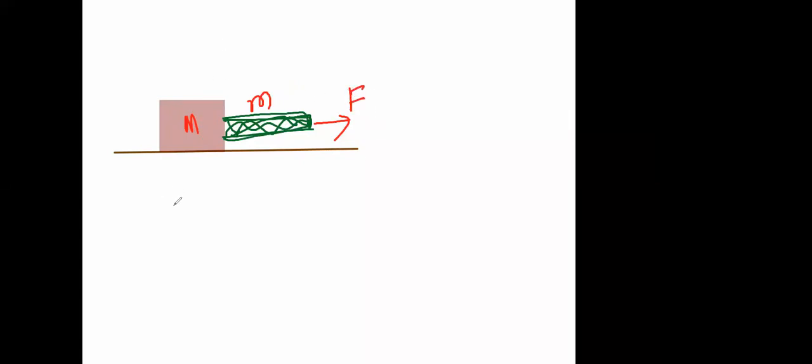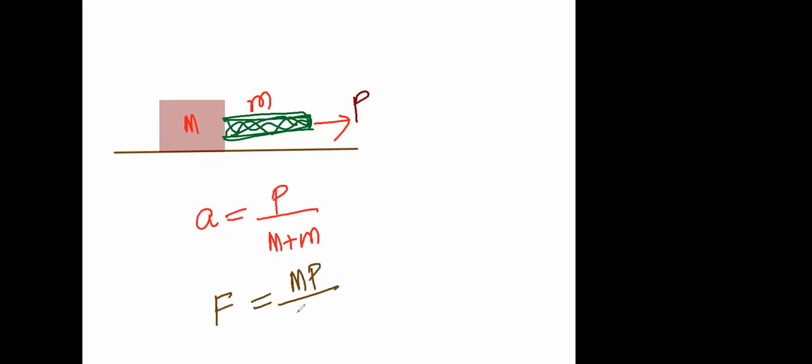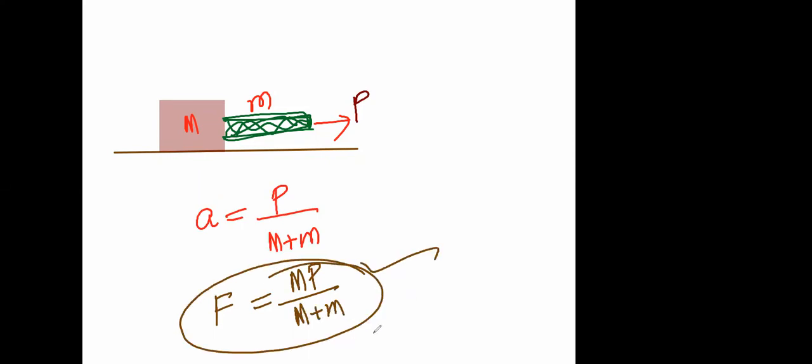Then acceleration of the system, A is equal to applied force F. Instead of that F, in the previous years, what did they mention? P is the force they mentioned. They have given P as the force. Therefore, acceleration A is equal to P divided by M plus m. Next, the force experienced on the block they have asked. F is equal to MP divided by M plus m. This is the force experienced on the block of mass capital M.